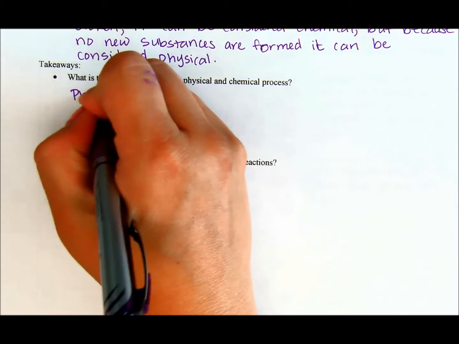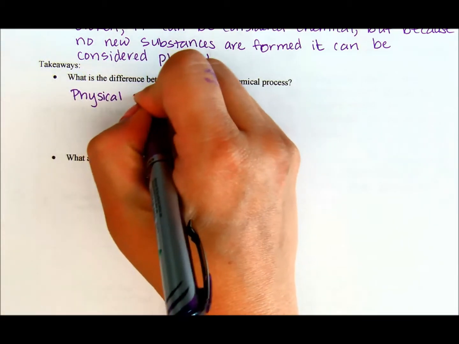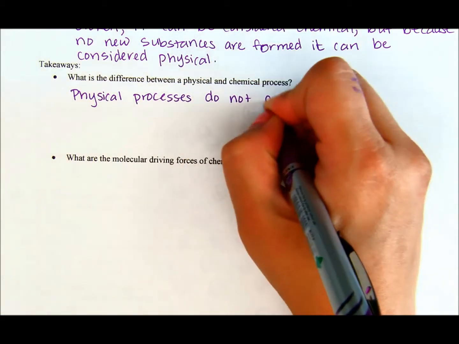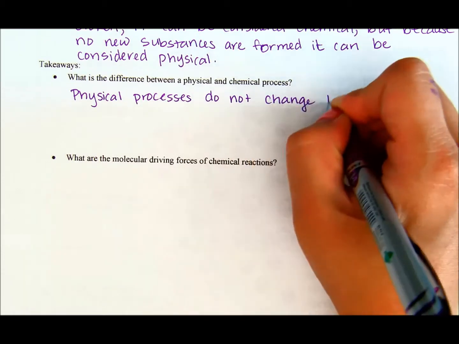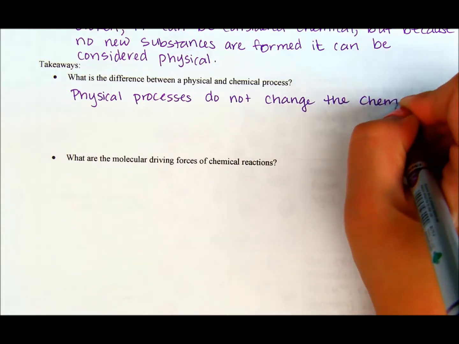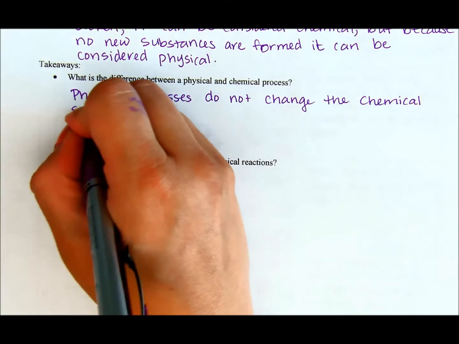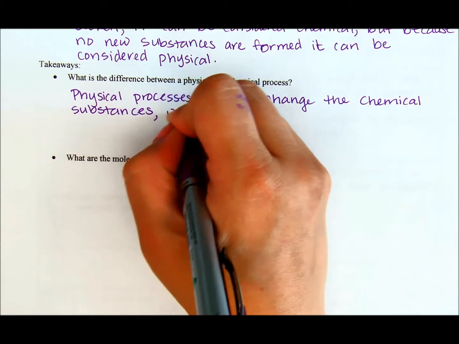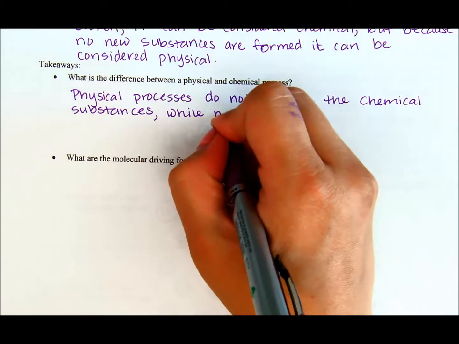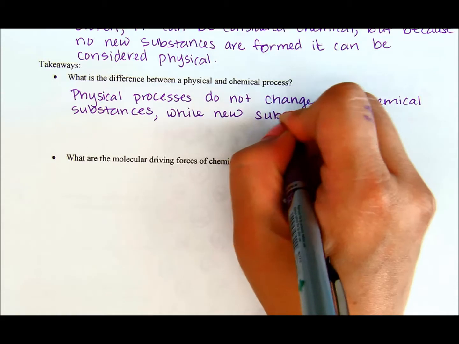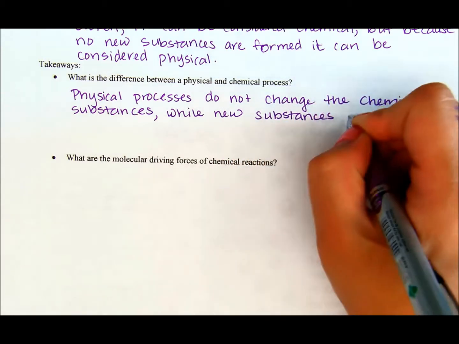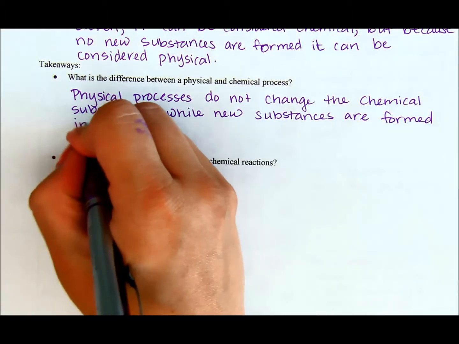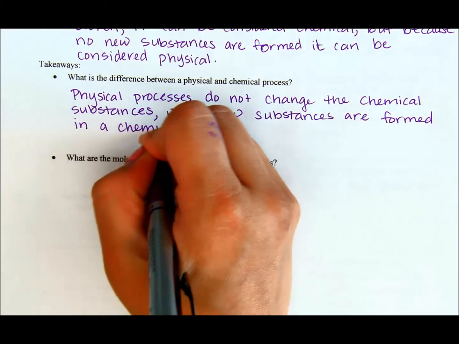So physical processes do not change the chemical substances, while new substances are formed in a chemical process.